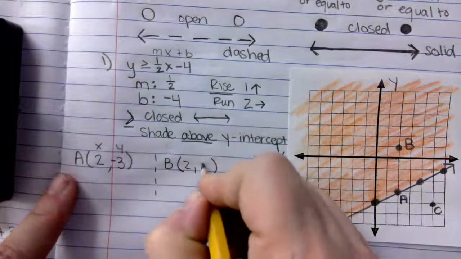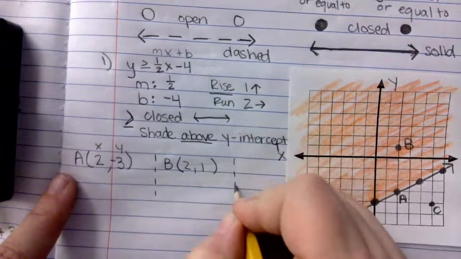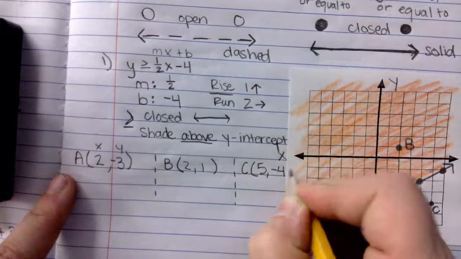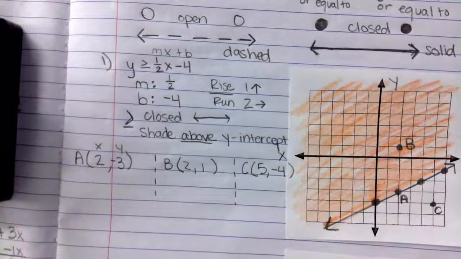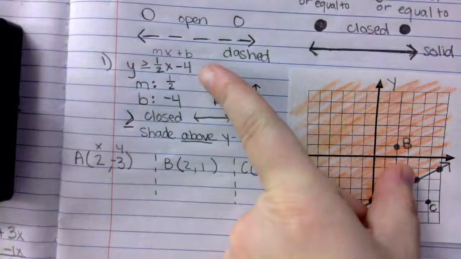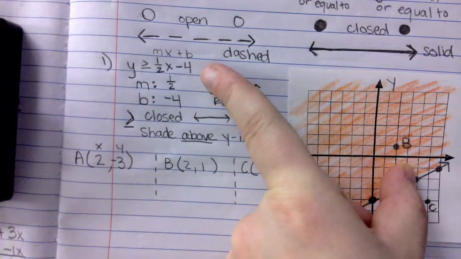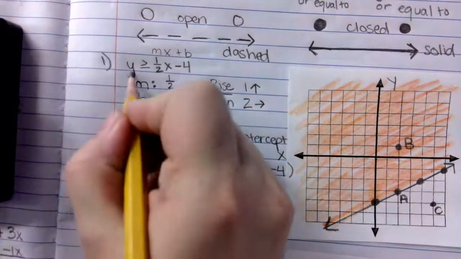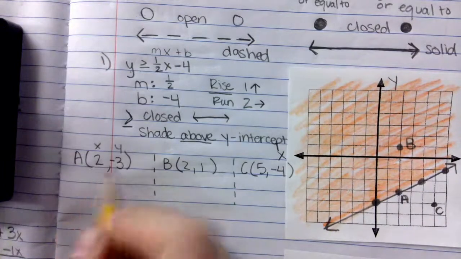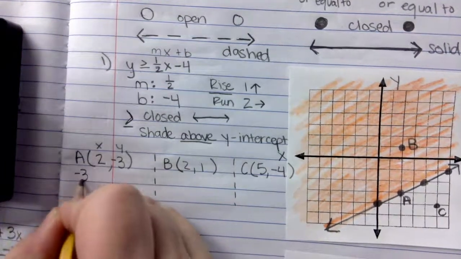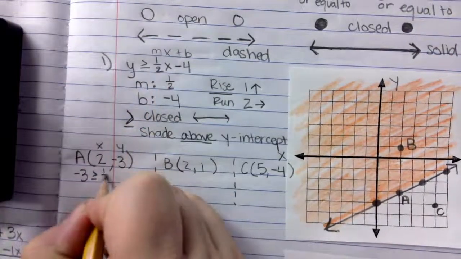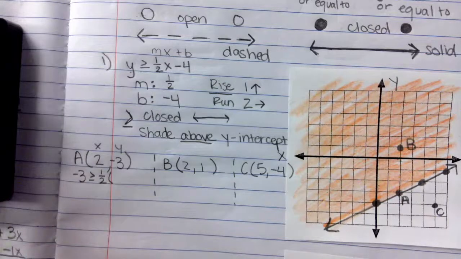All right, so what we're going to do is we're going to go back to our original inequality. This y is greater than or equal to 1/2 x minus 4. And we're going to plug in that y and x and see if we get something that's true. So this starts with y. What's my y from point A? Negative 3 is greater than or equal, and it goes 1/2 times x. So 1/2 times our x. What is our x? Negative 3 was our y. 2. That's okay. Minus 4. I think you worked ahead probably. That's okay.